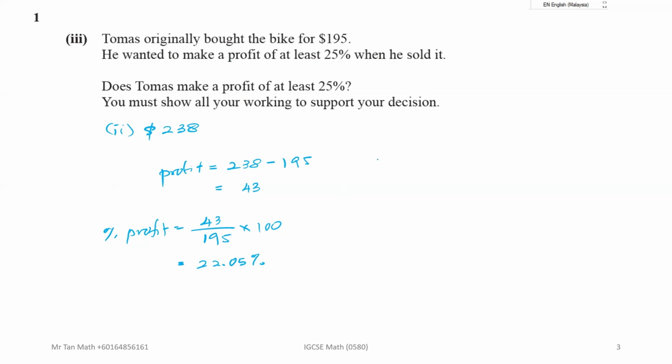Okay, so in this case, does Thomas make a profit of at least 25%? So the answer is, you can say here profit is equal to 22.05%. Therefore, Thomas does not make a profit of 25%.